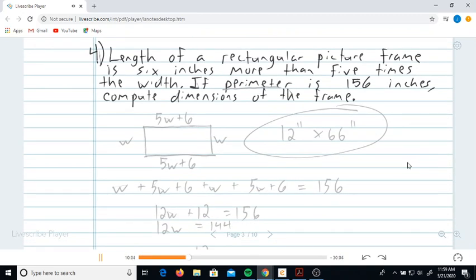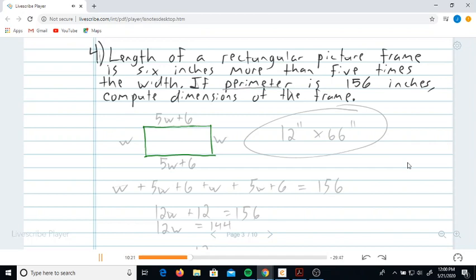So let's look at number 4. We have the length of a rectangular picture frame. So I'm going to go ahead and stop there and just draw a rectangle. So we're working with a rectangle here. The length is 6 inches more than 5 times the width. If the perimeter is 156 inches, compute the dimensions of the frame.